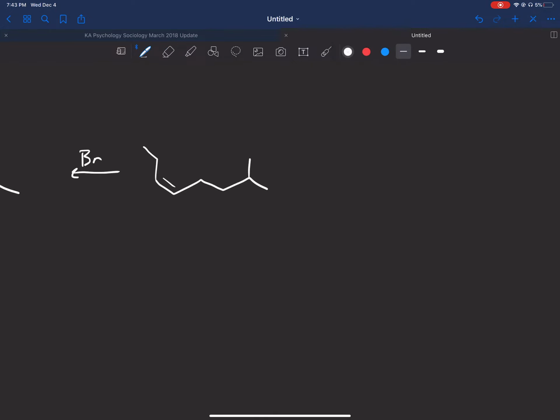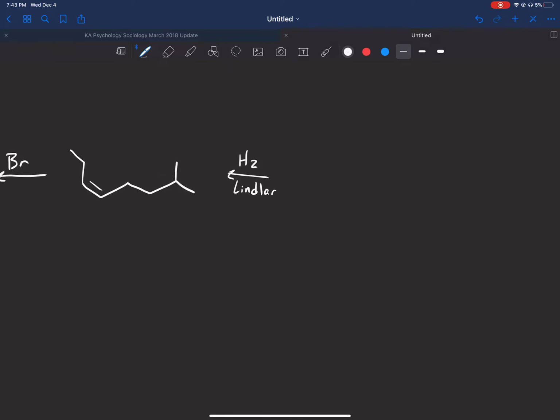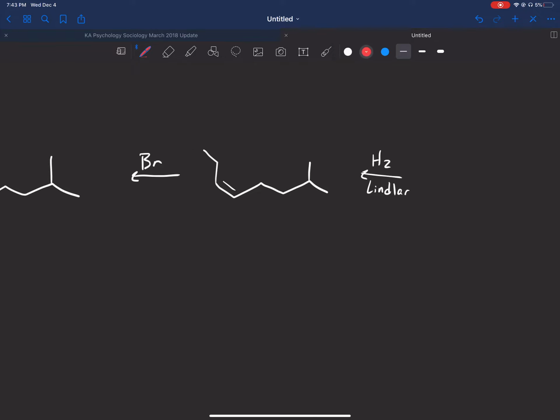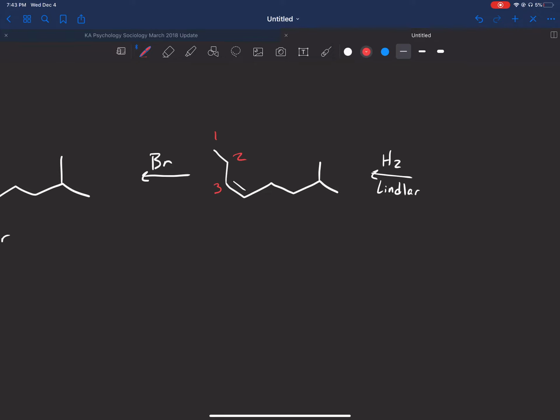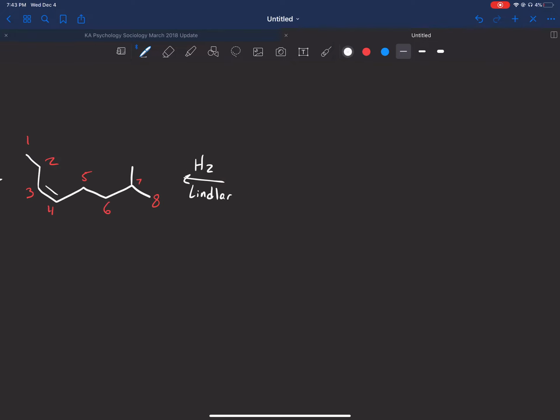So now we have this, again, a cis double bond. Going backwards, we know exactly how to make that: H2, Lindlar. And so count the carbons: 1, 2, 3, 4, 5, 6, 7, and 8. And so your triple bond is going to be between carbon 3 and 4.